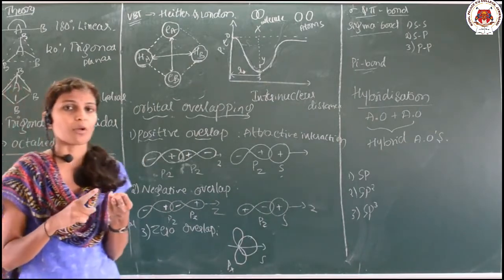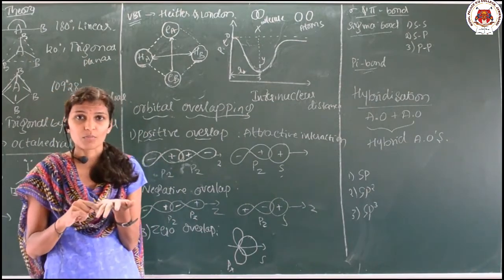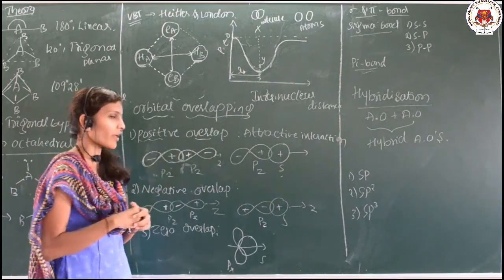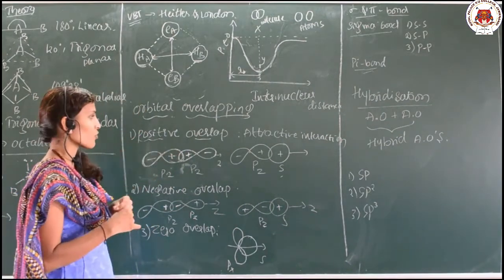There are three types of overlapping. Positive overlapping is an attractive type of interaction that takes place, where the lobes of the orbitals which have the same sign overlap with each other, which causes the positive overlap.